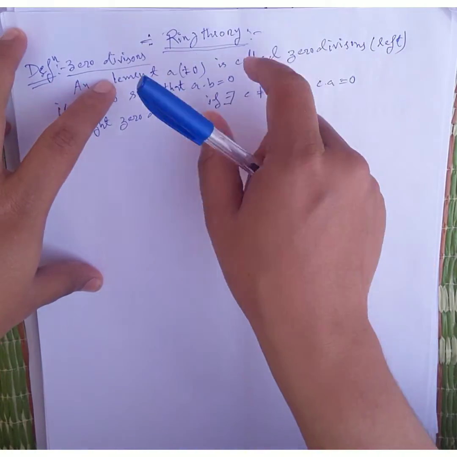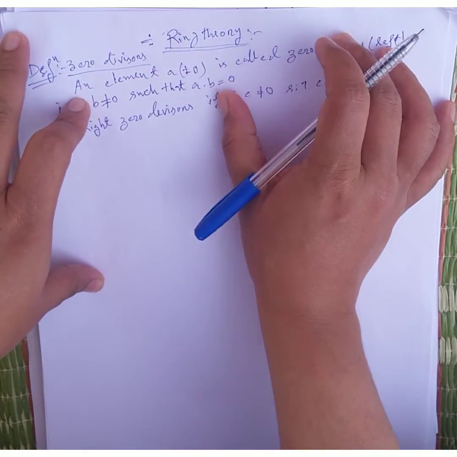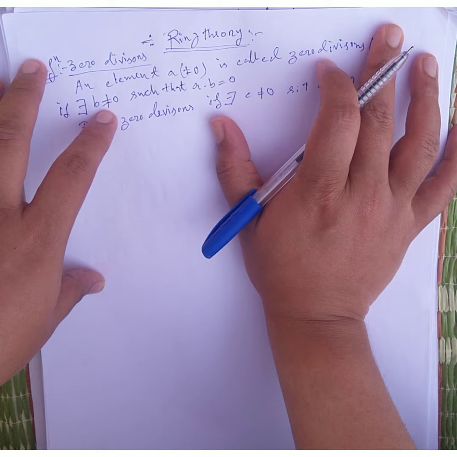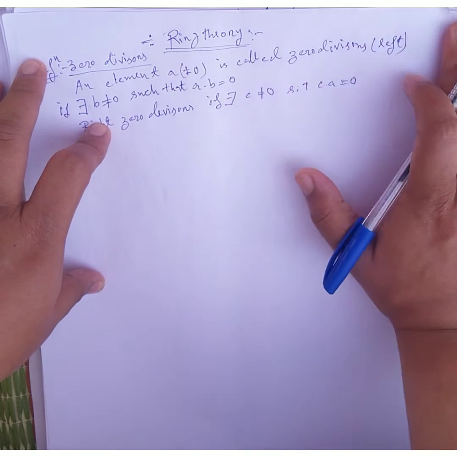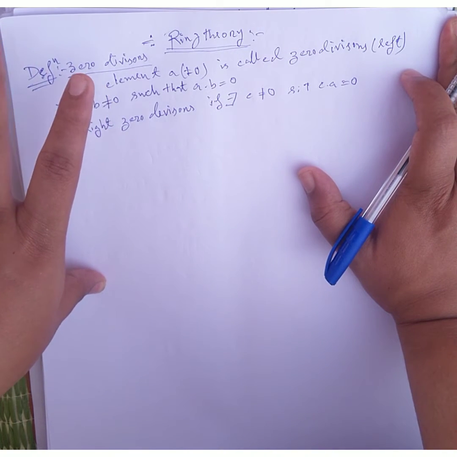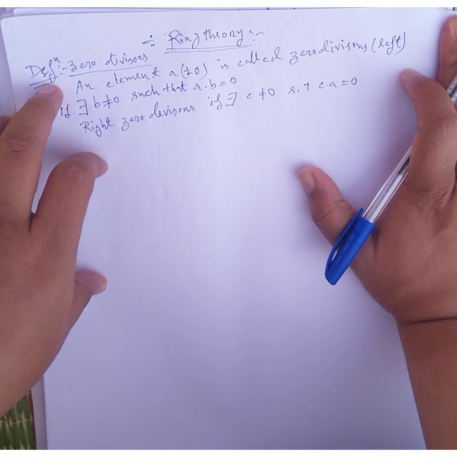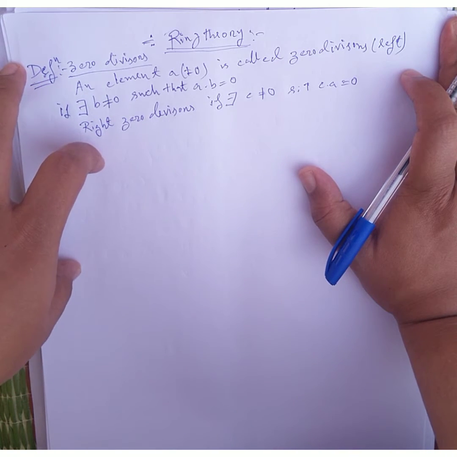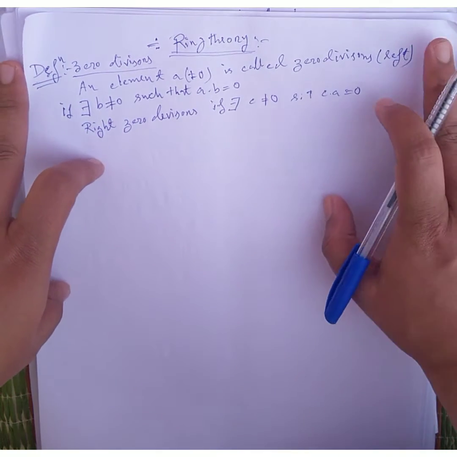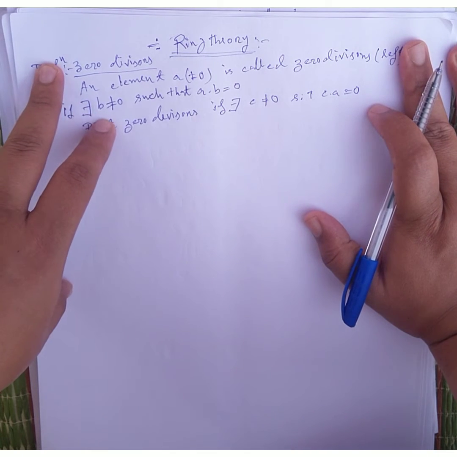Friends, my discussion is ring theory. In my previous class, whatever you have learned: the definition of a ring, and the unit of a ring, with examples. Friends, whatever we have learned, I recall again.